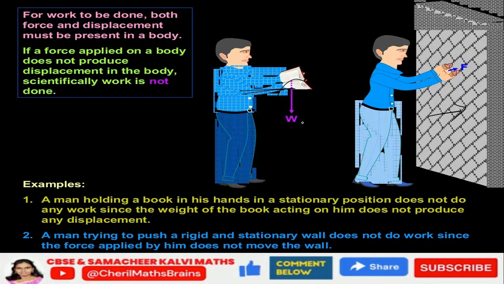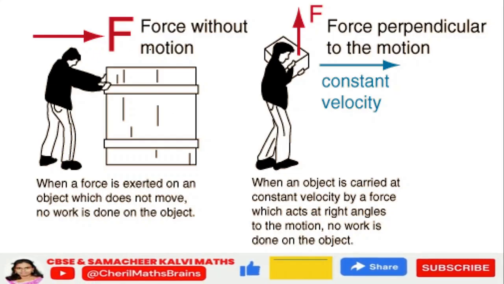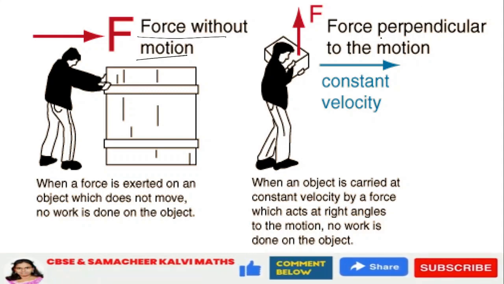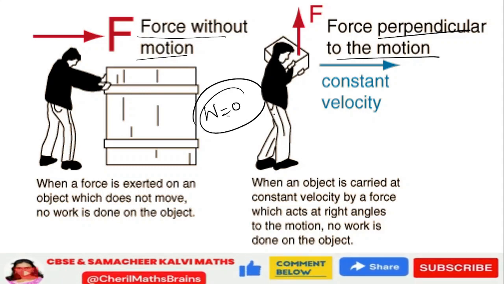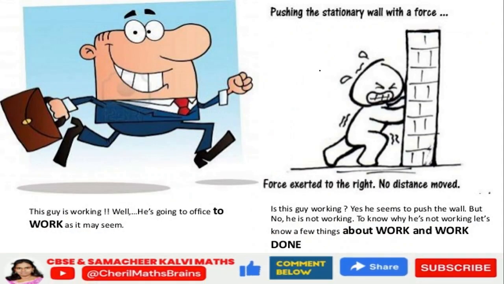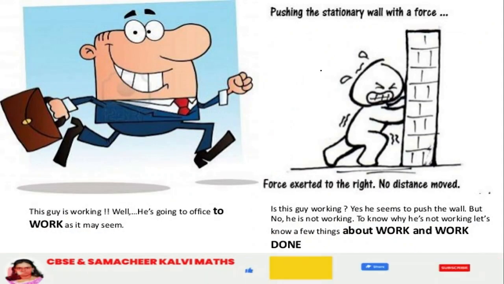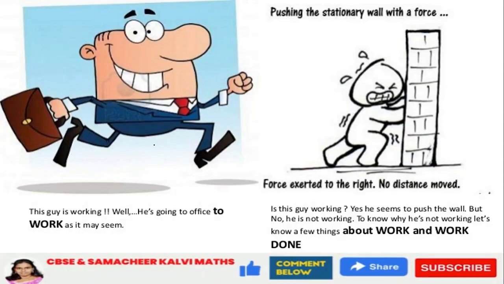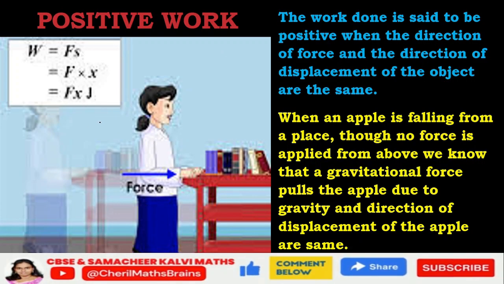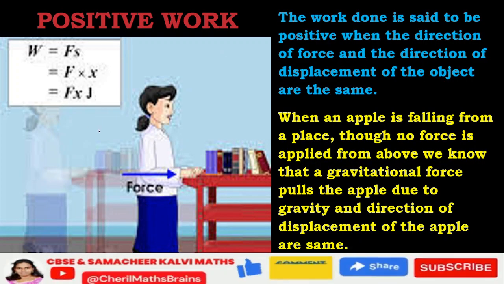Okay, there's another concept, so all that you will be learning. So this is what you call force without motion, or even if it is in motion, if it is going to be perpendicular to the motion, in that case also work done will be 0. Is it clear children? So all these are different examples. Okay, here this guy is working, and it may seem that he is working, but actual work is not done.